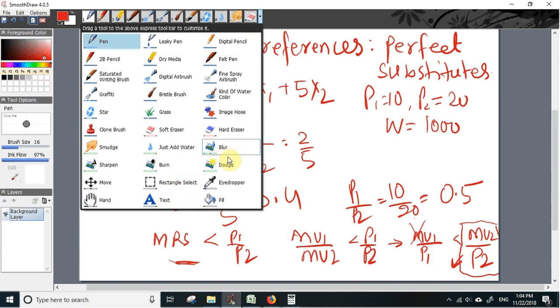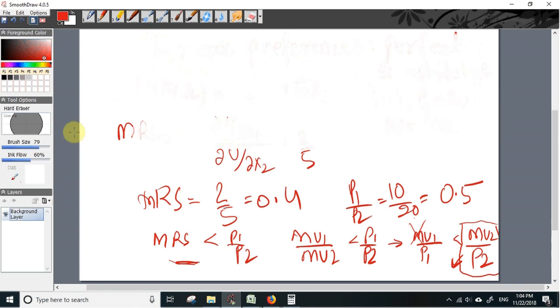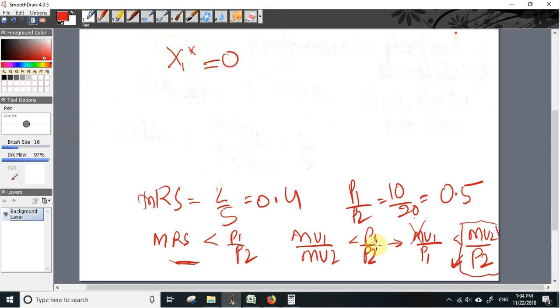Now we can find the optimal commodity purchase. x1 star is 0, because it's not worth spending on the first commodity, and he spends all of his budget on the second commodity, which is wealth over P2. So this is 1000 over 20. So it is 50.